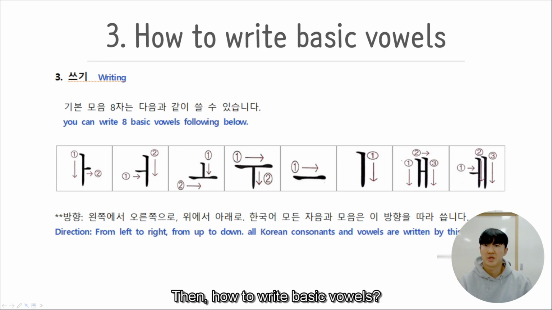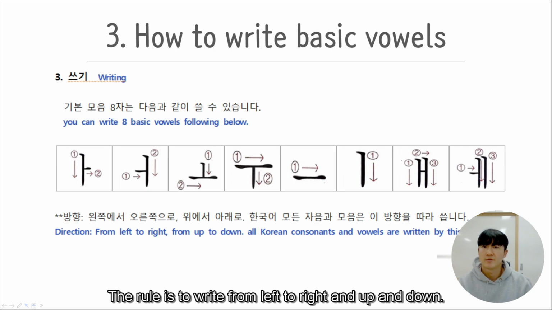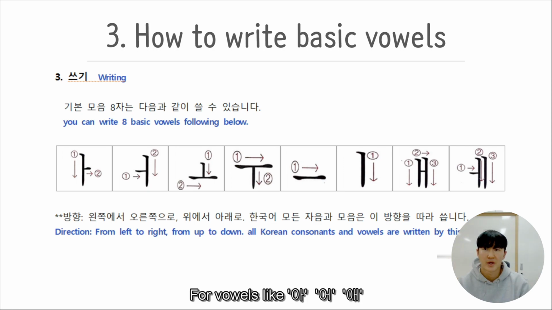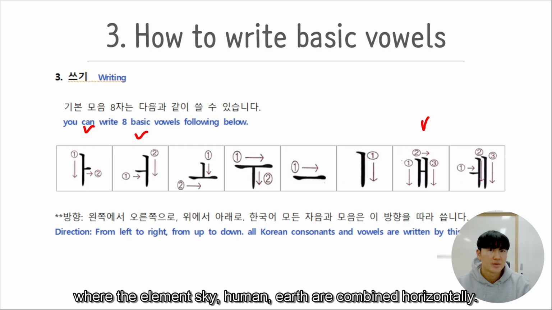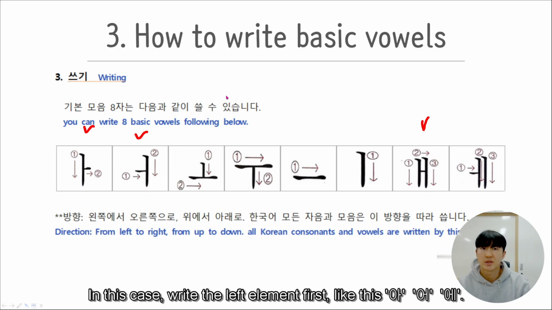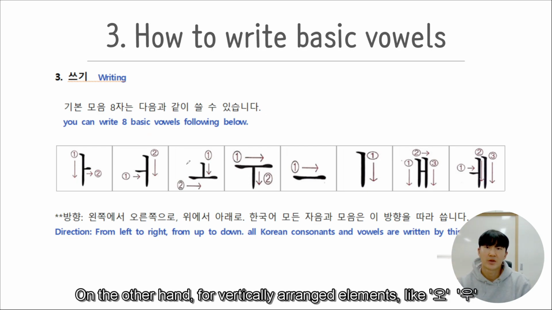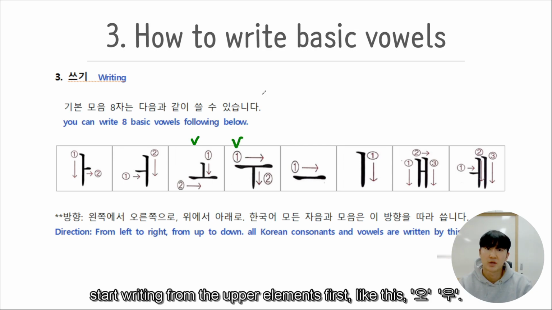Okay, then how to write basic vowels. There is a rule for writing basic vowels. The rule is to write from left to right and up and down. For vowels like a, o, e, where the elements sky, human, earth are combined horizontally, in this case, write the left element first, like this: a, o, e. On the other hand, for vertically arranged elements like u, start writing from the upper elements first, like this: u.